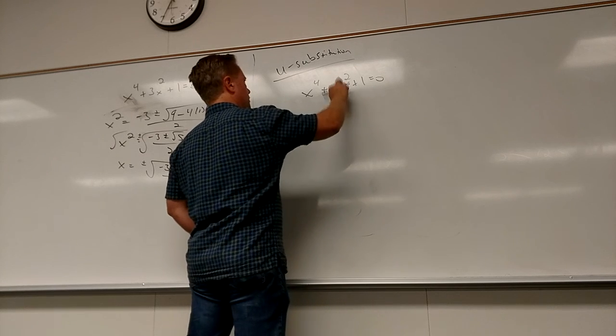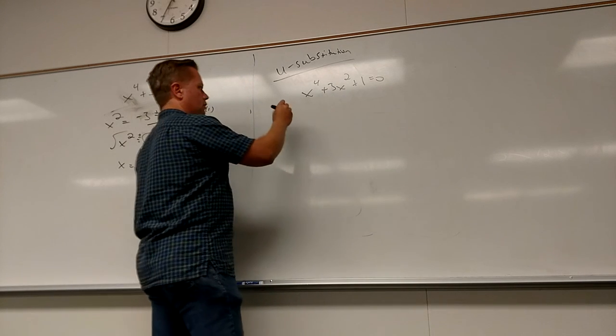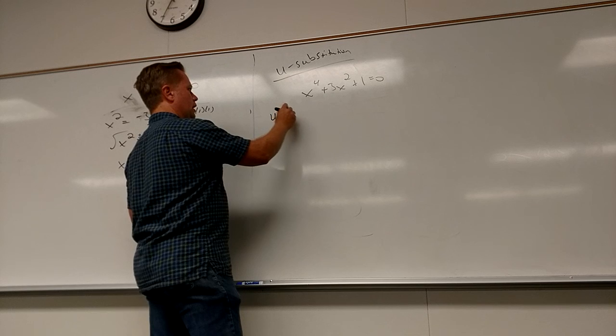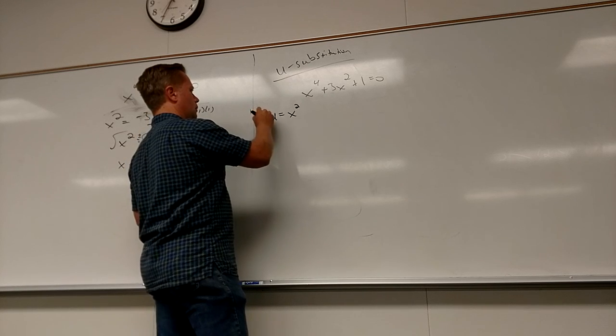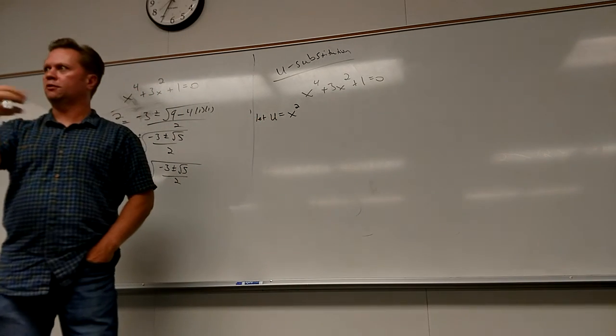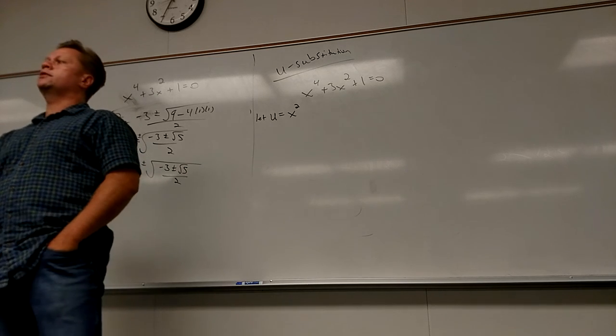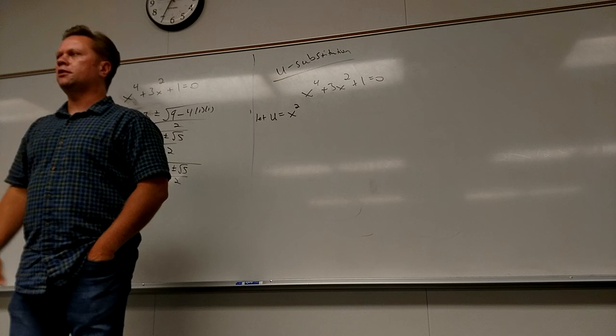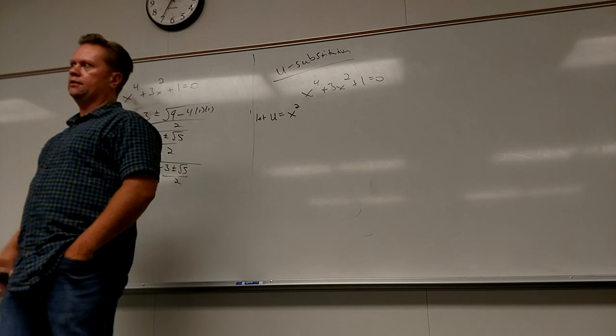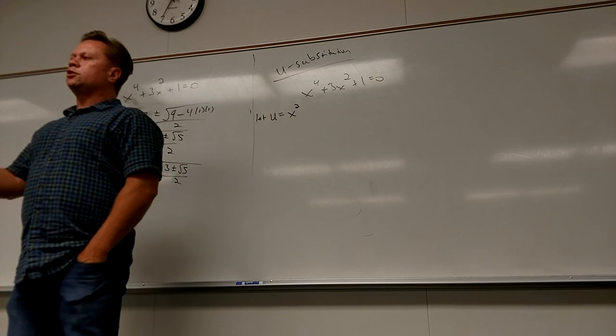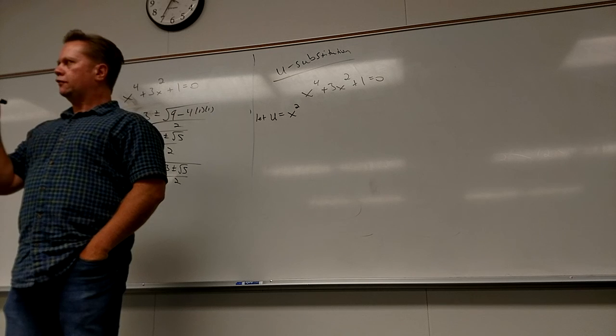Let me just show you the idea and see what you guys think. If I let U be x squared, so I'm substituting x squared with U. Why is that okay? Because what's x squared? Tell me. I don't know. Well, let me call it U, because I don't know what that is either. So what I'm doing is I'm capturing the form of this.